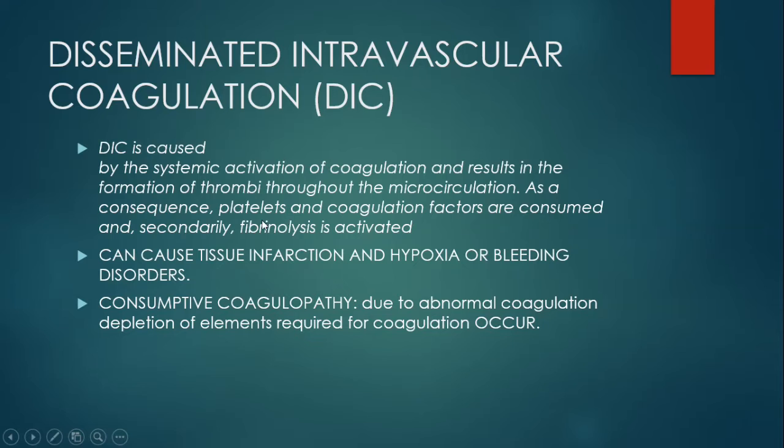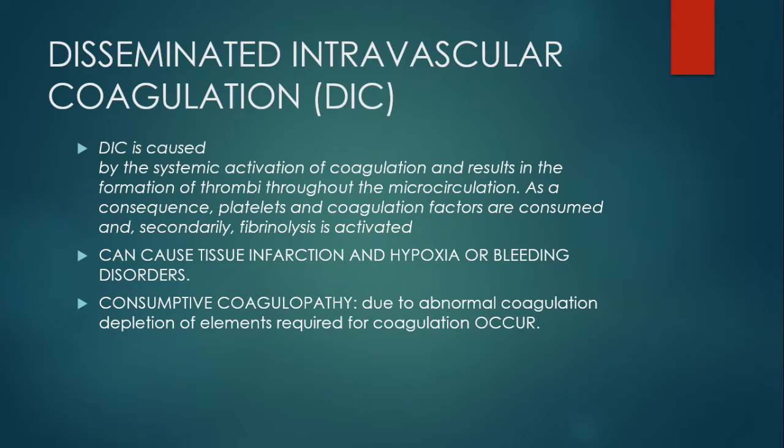So what can it cause? It can cause tissue infarction and hypoxia. This is the first consequence, while the second is a bleeding disorder. So how can it cause tissue infarction and hypoxia? Basically, the thrombi forming in the microcirculation can occlude the blood circulation and cause tissue infarction. The bleeding disorder we will discuss later.